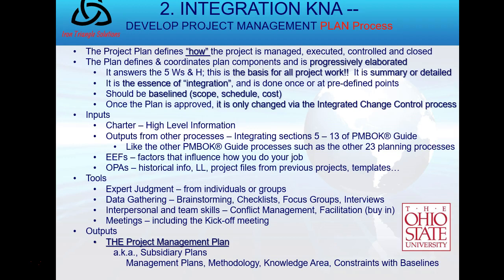My outputs then is like the Ohio State University. There's only one. There is the project management plan. There is only one. It now becomes my set of methodologies, my scope methodology, my cost methodology, my risk methodology. These also become constraints. It has my baselines and etc.